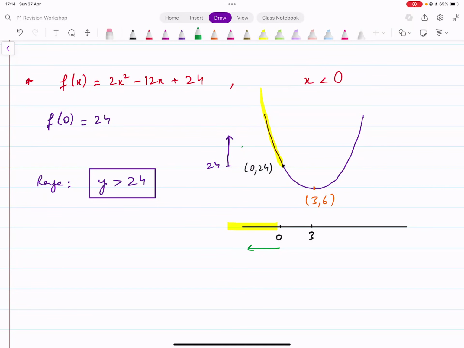We don't put an equal to sign here in this case because the point 0 was not included. So the corresponding value for y, 24, that's also not included. We don't put an equal to sign in this case.